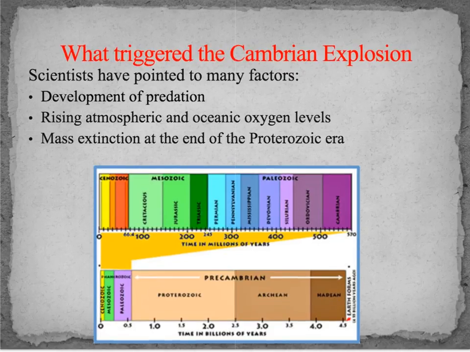Secondly, rising atmospheric and oceanic oxygen levels promoted the development of larger animals, which need more oxygen than small ones in order to move blood throughout their bodies. And lastly, some scientists believe that a mass extinction at the end of the Proterozoic era created a favorable environment for new life forms to evolve and spread.